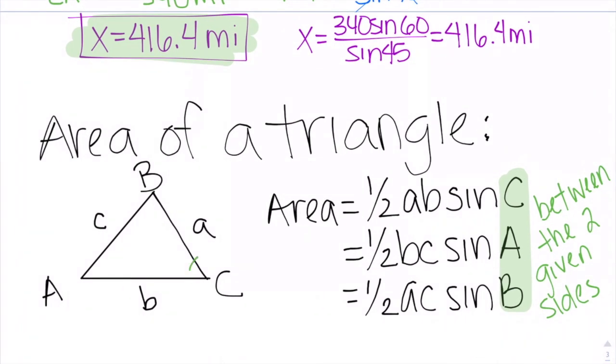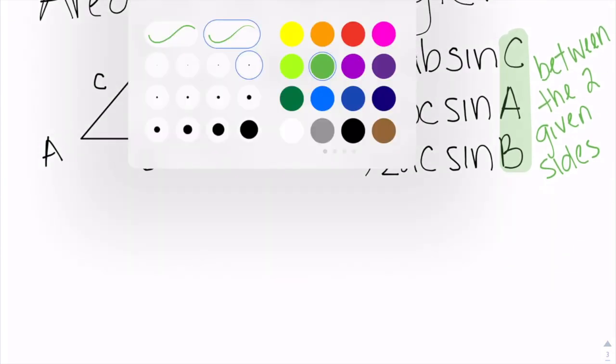And so if you look at angle C in the first one, angle C is between A and B. And then if you go to the next one, which is angle A, that's between B and C. And angle B is between A and C. So all you need in order to find the area of a triangle is one angle between two given sides.